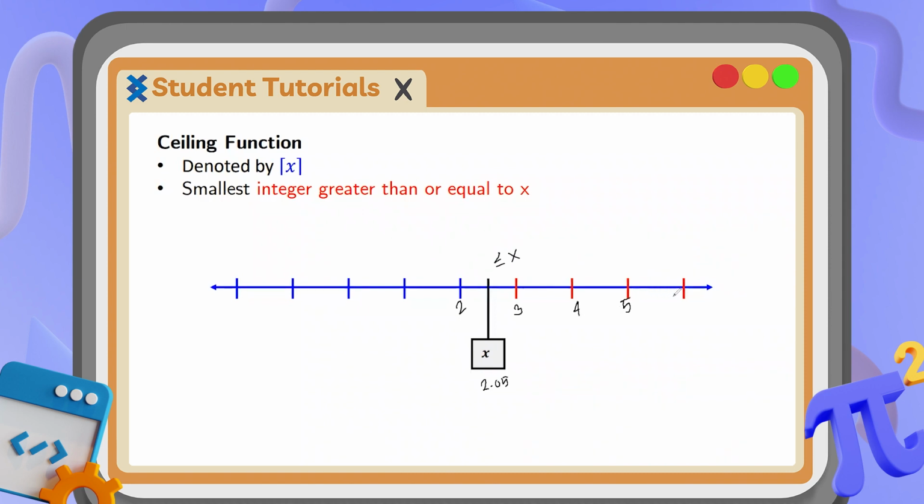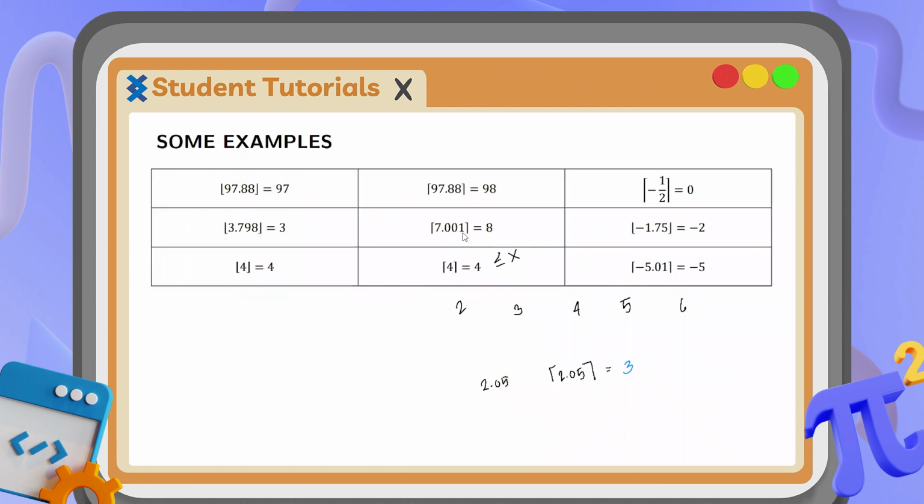We have 3, 4, 5, and 6, which will be candidates for what the possible value of the ceiling function might be applied to 2.05. And with that, our ceiling value would be the smallest integer greater than or equal to x. Since it falls under 3, that means our ceiling function means that it is 3. And that is for ceiling functions and floor functions.